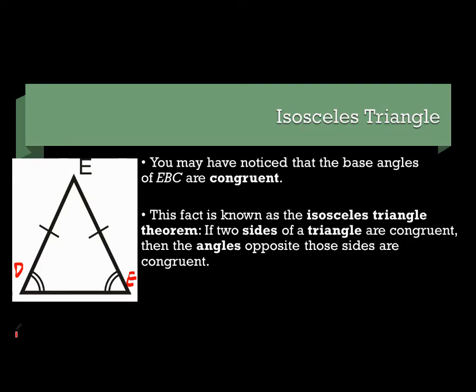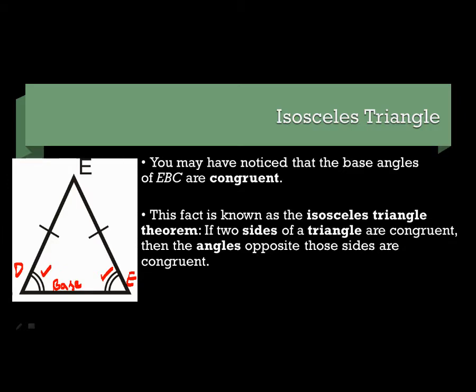So what do base angles mean? You see that two sides are equal, and therefore this is the one which is not equal to the other two sides. So this is called the base. Angle D is a base angle and angle E is also a base angle. These two are the base angles.